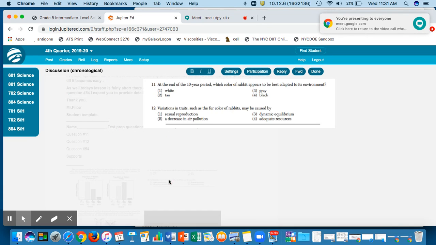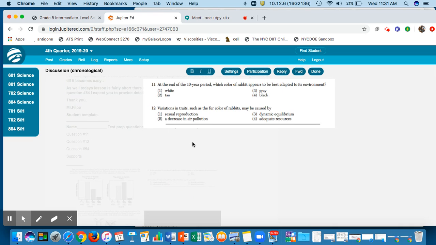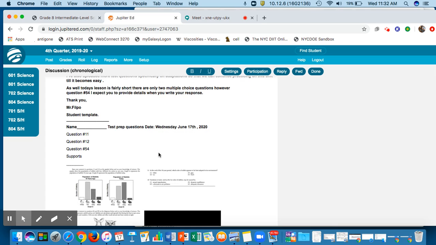So let's look at 12. Variations in traits such as the fur color of rabbits may be caused by. You guys know this one. What is the variation of traits? Basically meaning these could possibly be from all the same species. However, some of them might be white, some of them might be tan. What are these adaptations caused by? Sexual reproduction, decrease in air pollution, dynamic equilibrium, adequate resources. But you guys know this one. This is easy for you, so I'm going to move on.